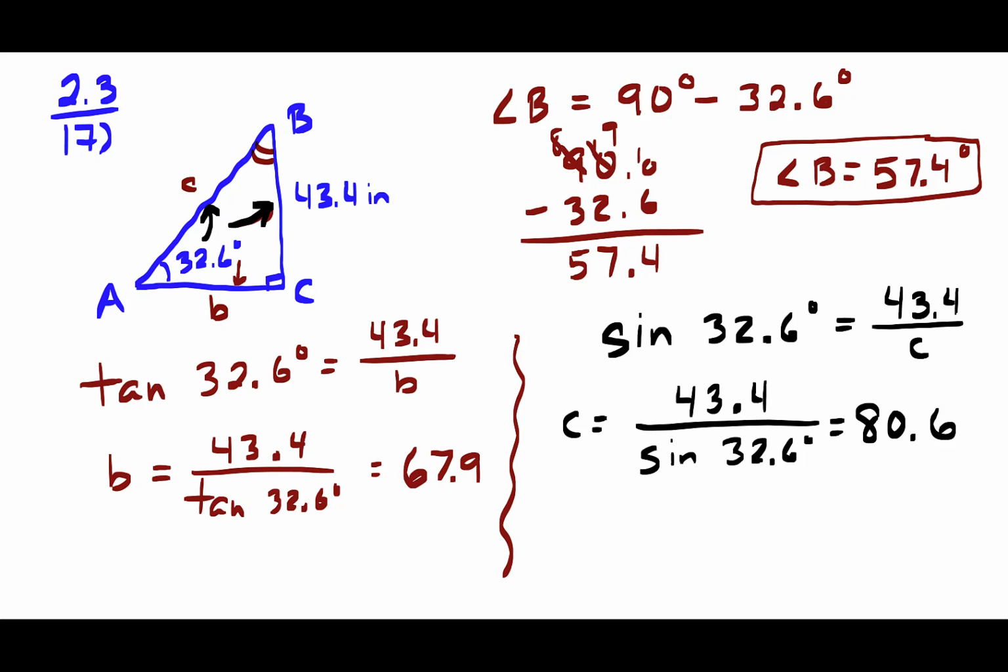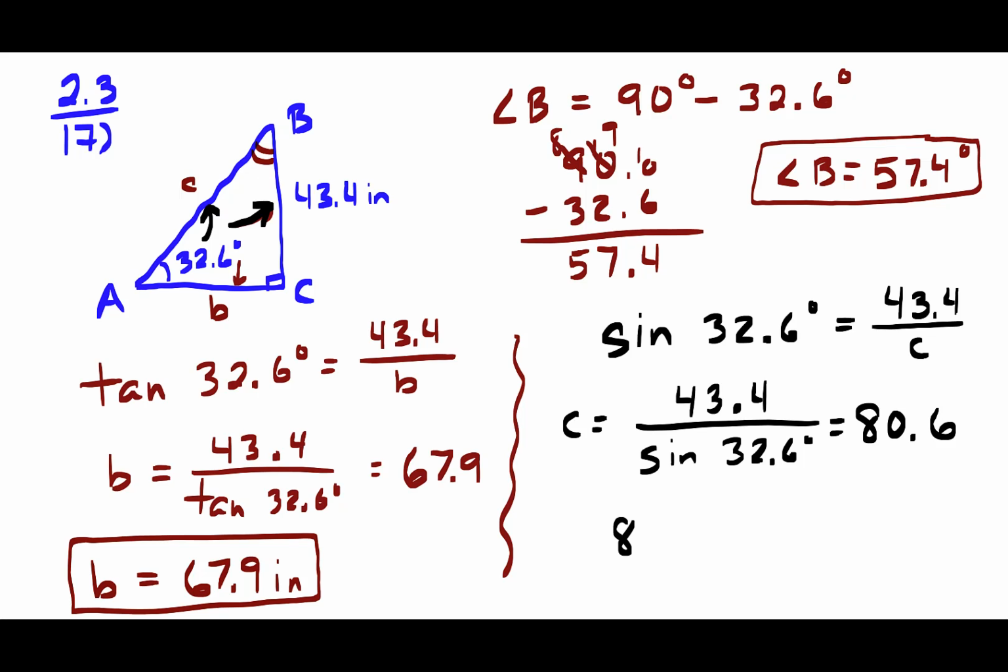So for the final answer, since we were given the sides in inches, we should conclude them in inches. So little b is 67.9 inches, boxed for final answer. The c value is 80.6 inches, boxed as final answer. Alright, hopefully that helps those of you that were struggling with it here.